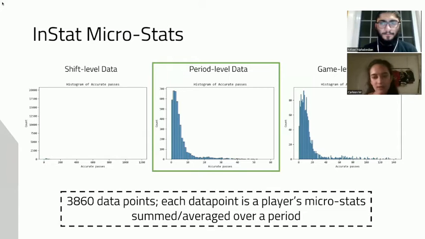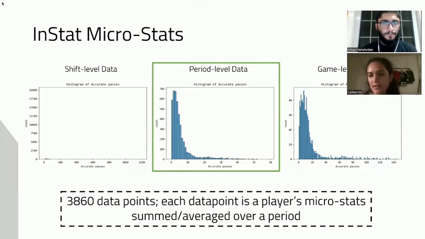Unfortunately, all of these came with their own issues. For instance, the shift level data doesn't look like there's anything on that graph, but there is. It's just about 20,000 data points of 0, players not having any accurate passes on a shift, because shifts are really short, and a pass might not even happen on a shift for a player. You have this really long tail going out to 1200 because again, this is normalized. This really long tail and high number of low numbers is present throughout the period level data and the game level data.